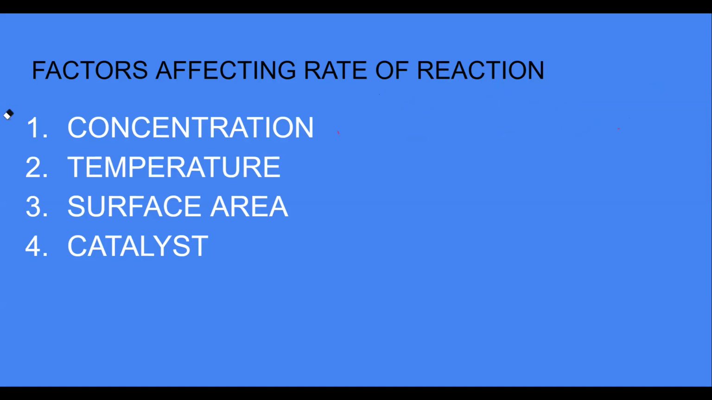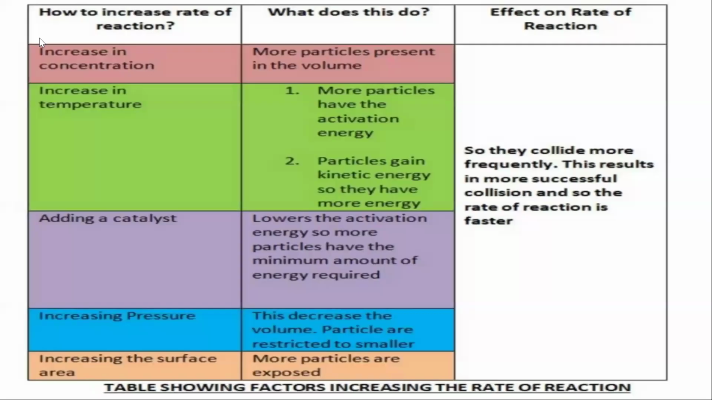But we're going to talk about increasing the rate of reaction. So we have concentration, temperature, surface area, catalyst, and pressure. We're going to discuss them in no particular order to see their effect on rate of reaction. In the next slide, we're going to talk about the effect of concentration, how changing temperature, how changing surface area, and how adding a catalyst speeds up the rate of reaction.